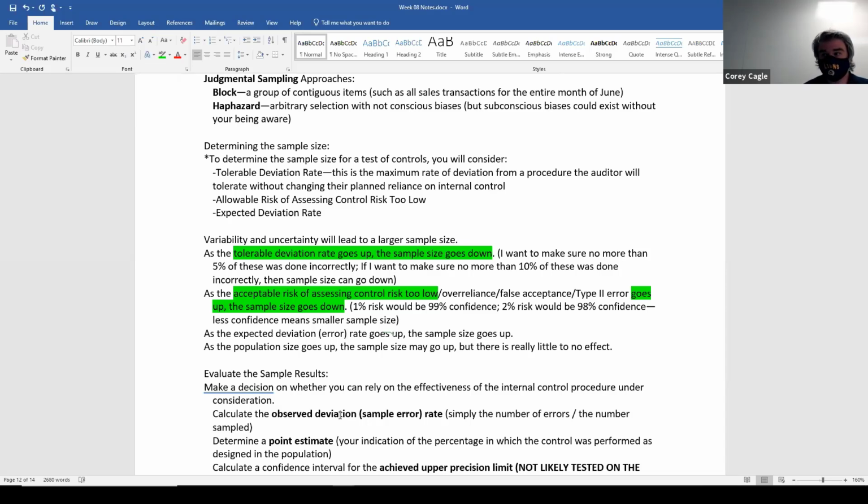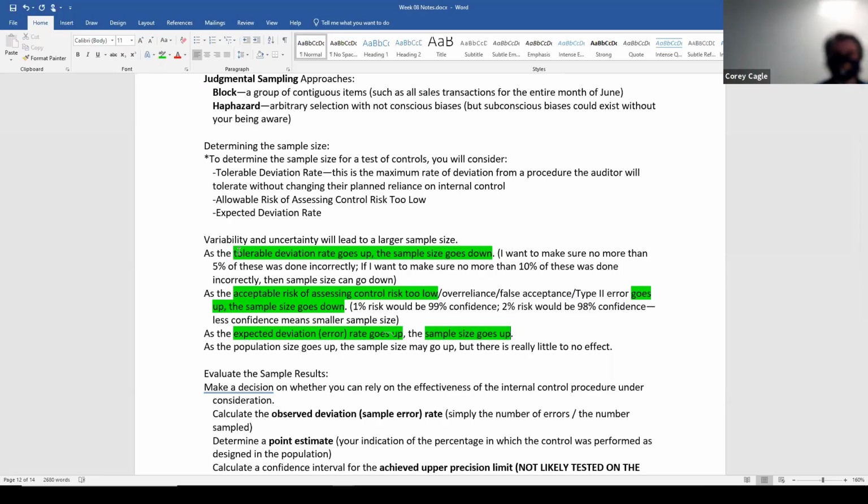And that makes sense, right? The more I expect to be screwy, the more I'm going to sample to gather better evidence to see if everything's okay or not. So as the error rate goes up, sample size goes up. So as variability goes up, as uncertainty goes up, sample size goes up. Good stuff to know.